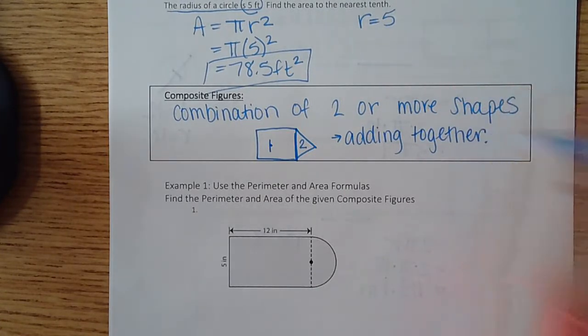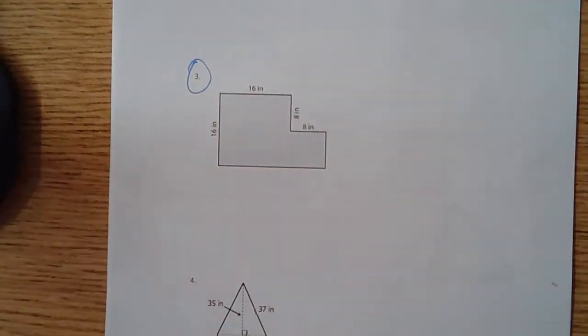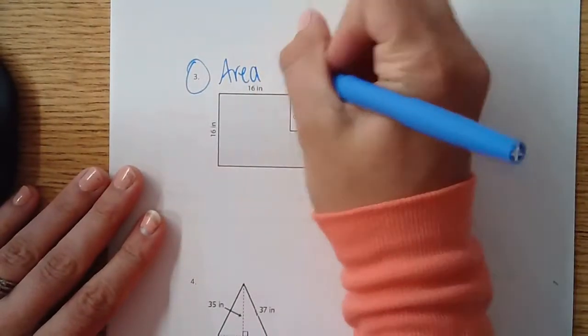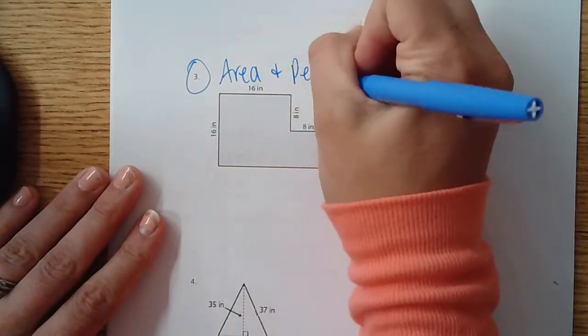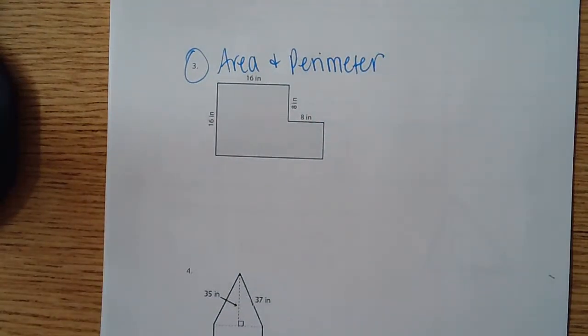So day one, when it comes to your assignment, is going to be based off of this example right here. The combination of rectangles. Now we're going to find the area and the perimeter of these. When we move on to day two, we'll just focus on the area.